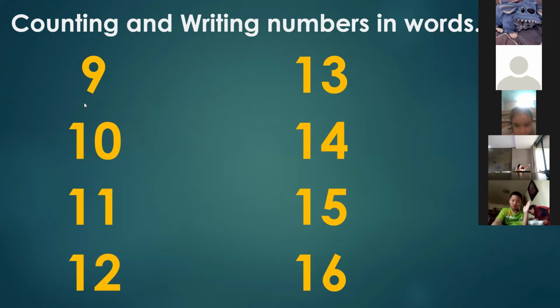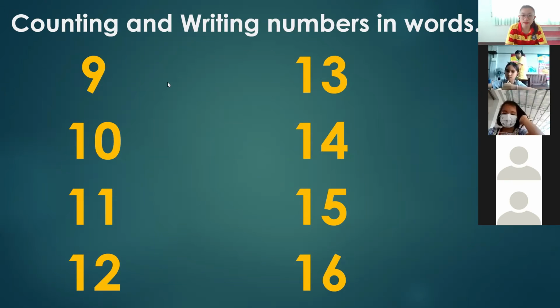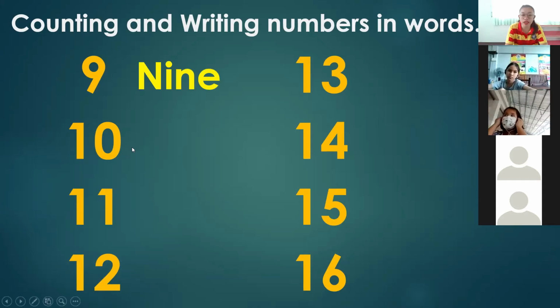How do we spell 9? NINE. Very good. NINE, 9. Okay. Next number is, what number is this? This is 10, right? So how do we spell 10? TEN. Very good. TEN. Okay. Next is what number?